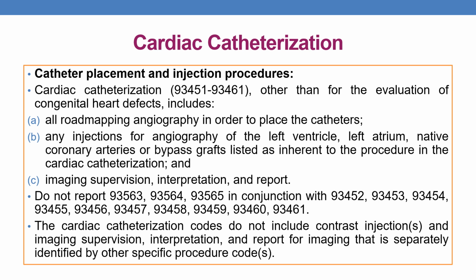Now the second case is catheter placement and injection procedures. Normal cardiac catheterization is different in that the catheter placement codes are different. Cardiac catheterization other than for the evaluation of congenital heart defects includes all roadmapping and angiography in order to place the catheters, and any injections for angiography of the left ventricle, left atrium, native coronary arteries or bypass grafts, listed as inherent to the procedure in the cardiac catheterization, image supervision, interpretation and report. All these services are included in the cardiac catheterizations.